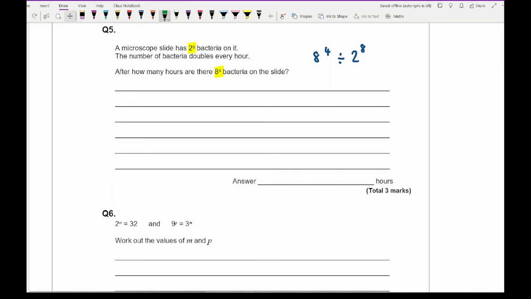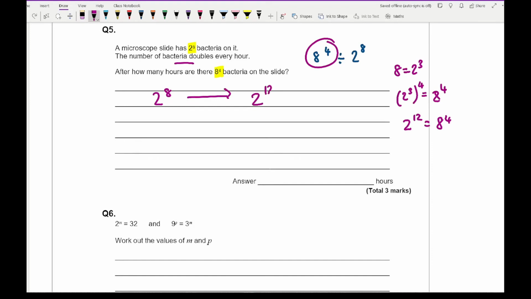So looking at this, now from this what I then want to do is look at 8 to the power of 4, and I can write 8 as 2 to the power of 3, so that then becomes 2 to the power of 3, to the power of 4, equals 8 to the power of 4. And then multiply the powers, so that becomes 2 to the power of 12 equals 8 to the power of 4. So I want to know from 2 to the power of 8, the amount of bacteria doubles to give me 2 to the power of 12.